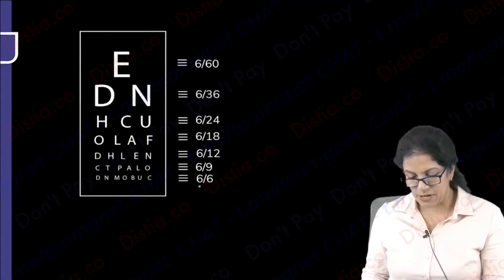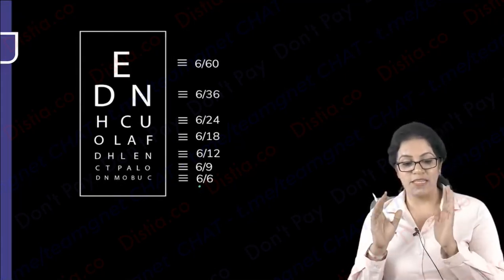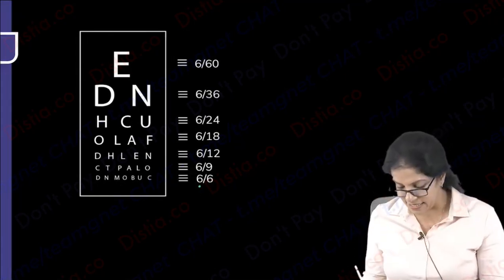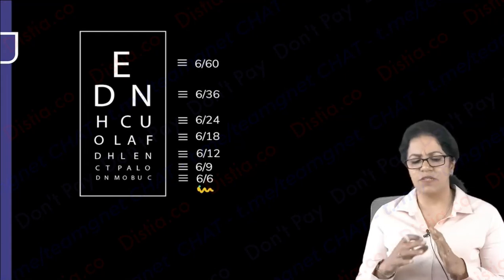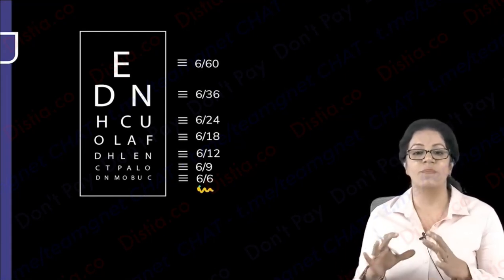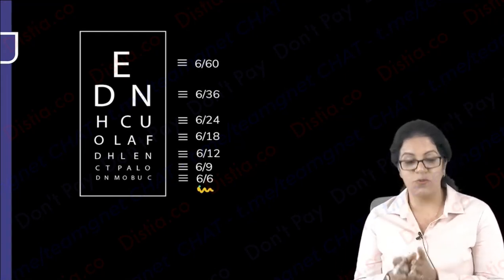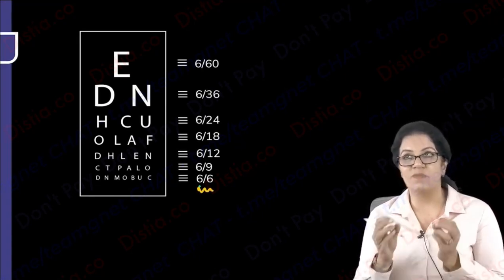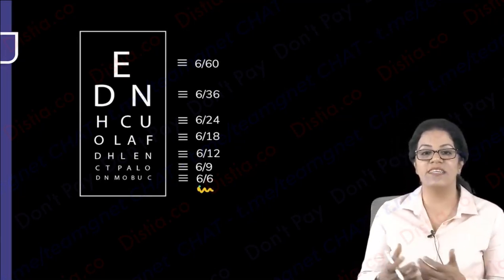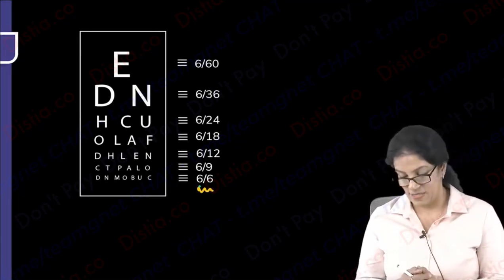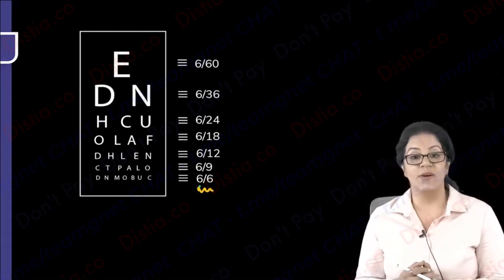Now, this is what I was talking about when you say diminution. If you look at the Snellen's chart, the last line is 6 by 6, correct? So, 6 by 6, 6 by 9. I'm going to go around all the details in the optics chapter, but you have to know this very, very clearly. When you say 6 by 6, 6 by 9, 6 by 12, which is normal, denominator or numerator? It is always the denominator.